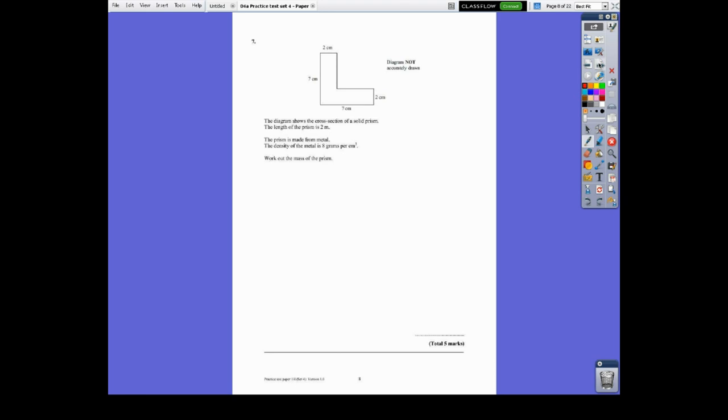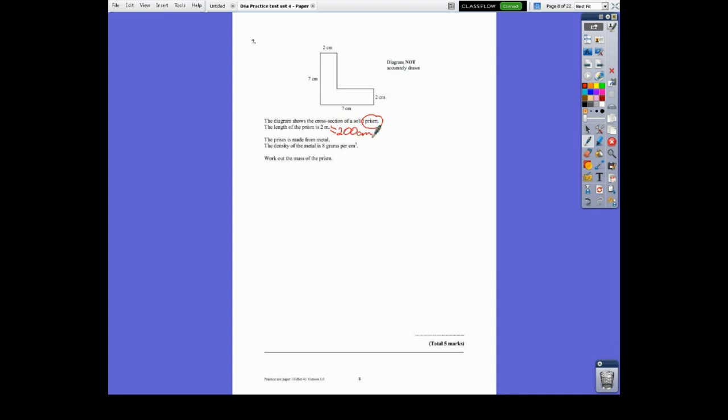Question 7. The diagram shows the cross-section of a solid prism. A prism is a 3D shape, so there's actually depth to this shape, it's just not been drawn on. The length of the prism is 2 meters. Now if you notice, all of the other dimensions are in centimeters. The first thing I'm going to do is write that as 200 centimeters.